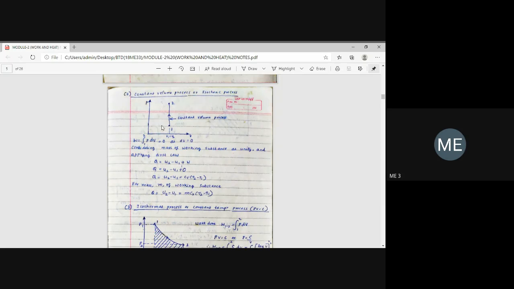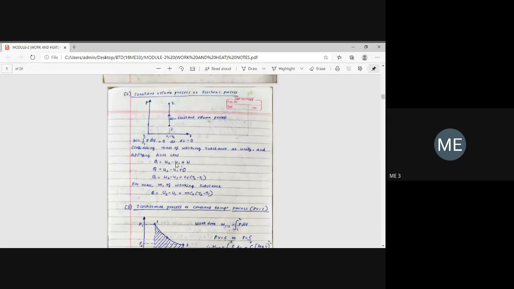Next aim is to find the expression for heat transfer. For the heat transfer expression, always write the first law of thermodynamics: Q equals delta U plus W. What is delta U?